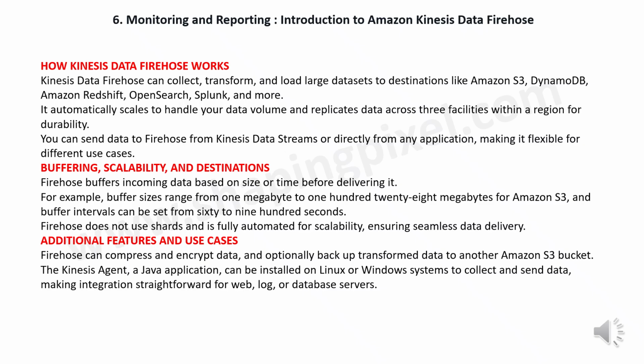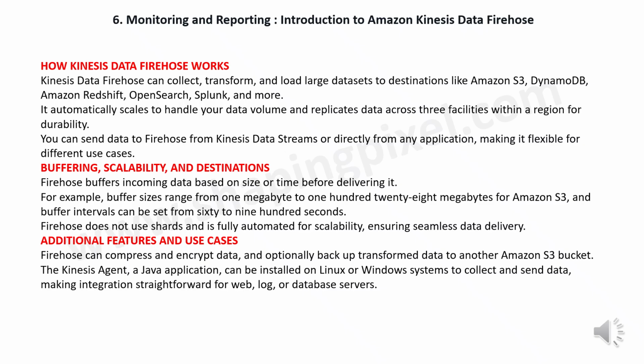It automatically scales to handle your data volume and replicates data across 3 facilities within a region for durability. You can send data to Firehose from Kinesis data streams or directly from any application, making it flexible for different use cases. Firehose buffers incoming data based on size or time before delivering it. For example, buffer sizes range from 1 megabyte to 128 megabytes for Amazon S3, and buffer intervals can be set from 60 to 900 seconds.